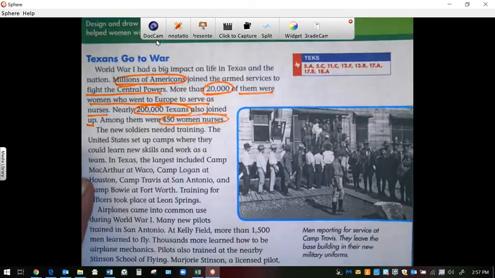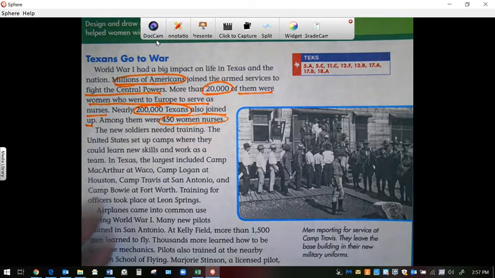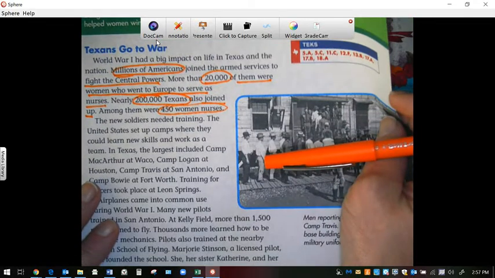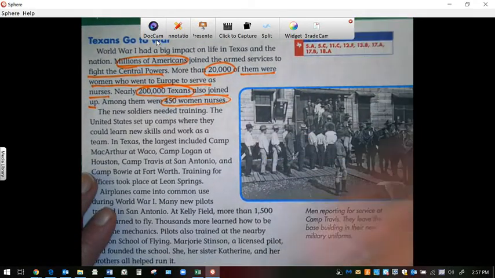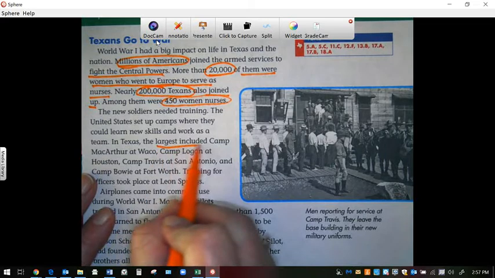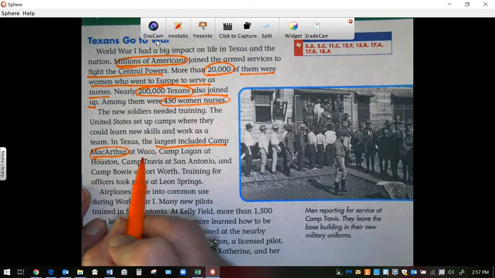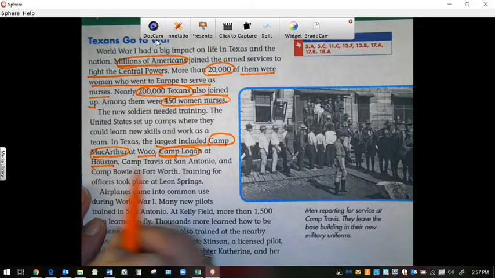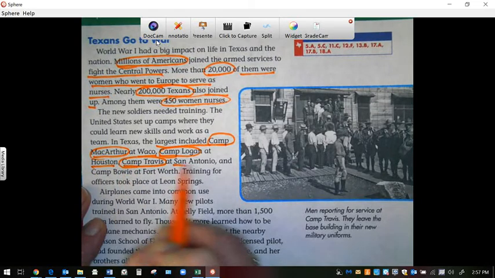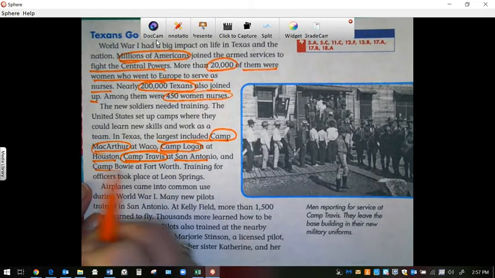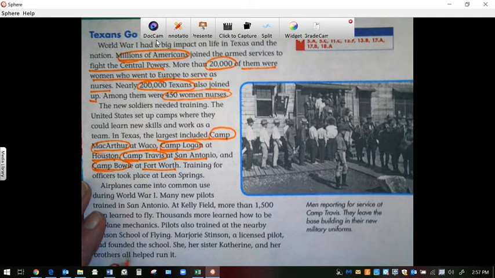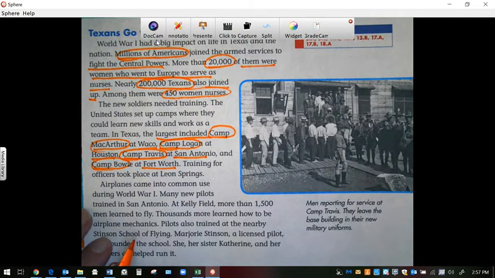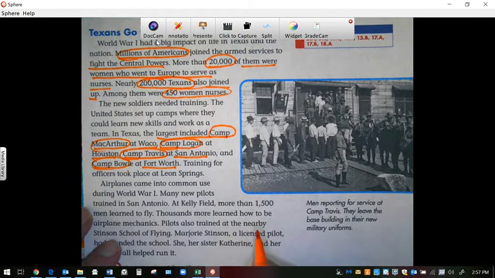The new soldiers needed training. The United States set up camps where they could learn new skills and work as a team. In Texas, the largest included Camp MacArthur in Waco, Camp Logan in Houston, Camp Travis in San Antonio, and Camp Bowie in Fort Worth. Training for officers took place at Leon Springs.